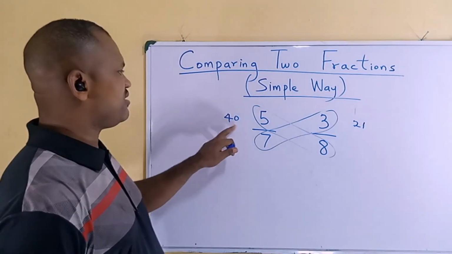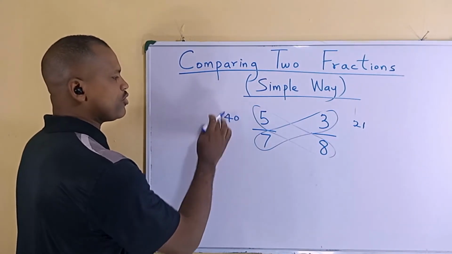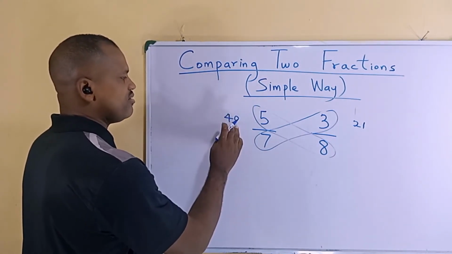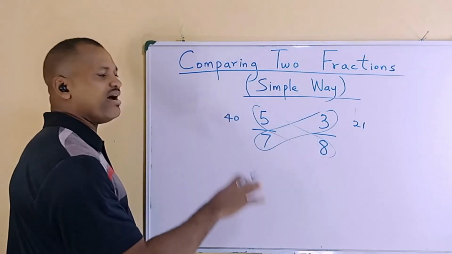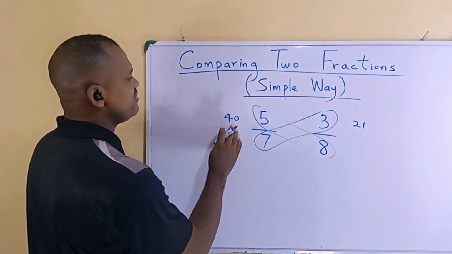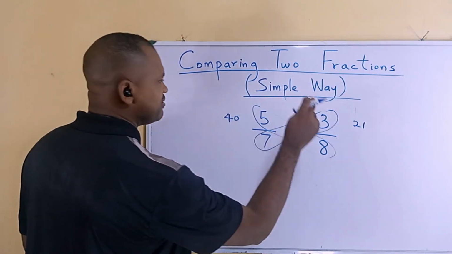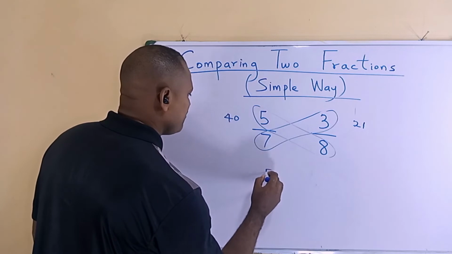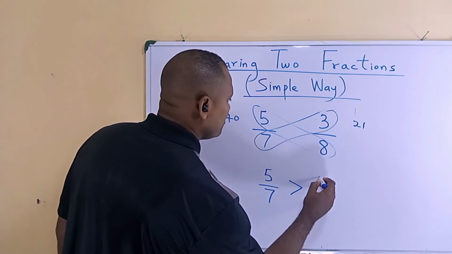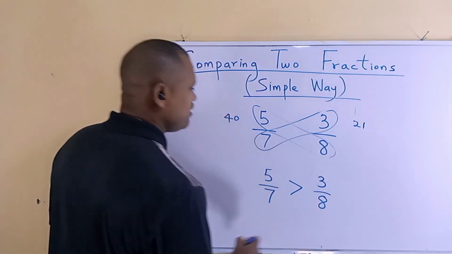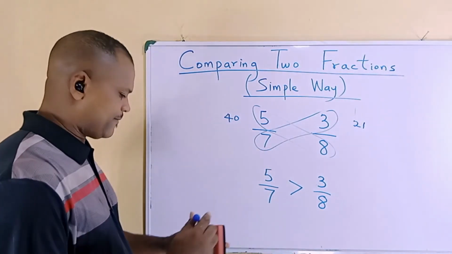So look at 40, 21. The fraction that has the bigger product on its side, the bigger number on its side, is the bigger fraction. This 40 is on this side, 21 on this side. So this fraction is bigger than this fraction. So 5 over 7 is greater than 3 over 8. This is how to go about fractions like this.